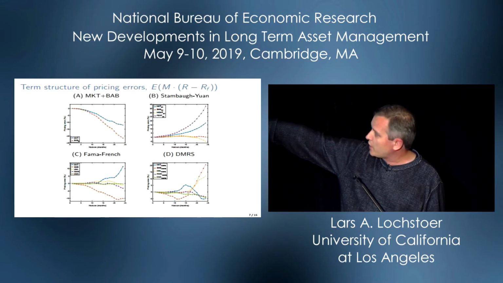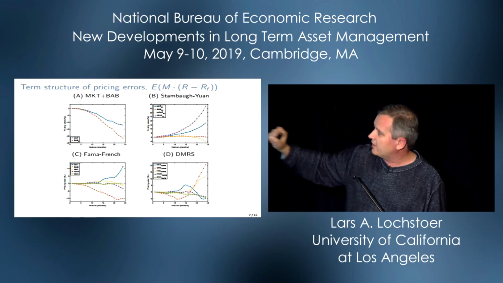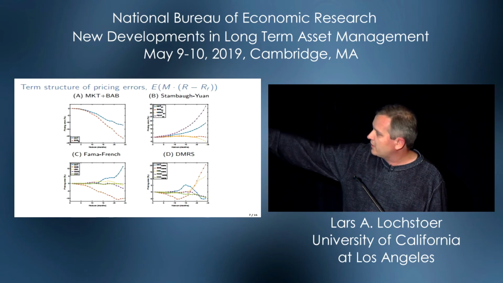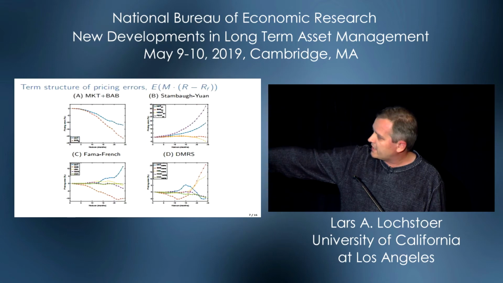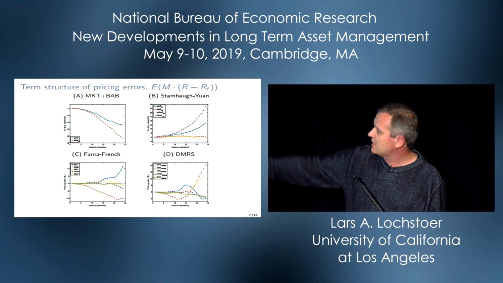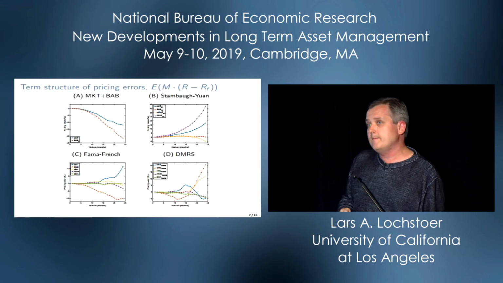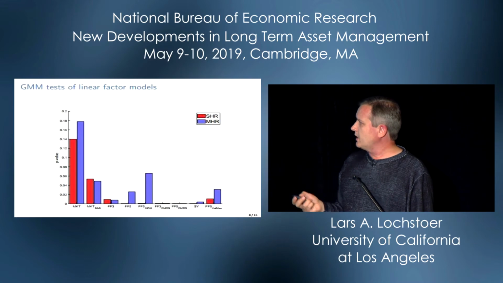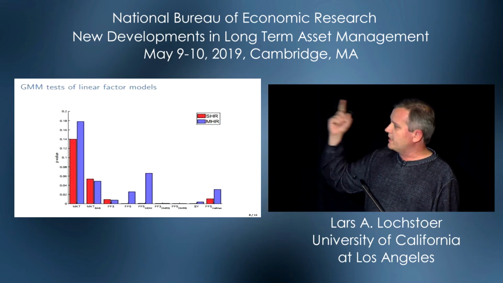Some factors go up to about 40%. Some factors are fine, okay? The market tends to be more fine than the other factors. For Fama-French, there's a certain factor, investment, etc., that seems to have a lot of these dynamics. DMRS, same thing. You get really big pricing errors for some factors.